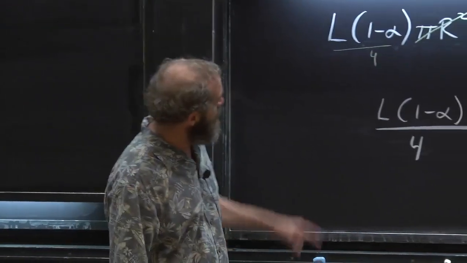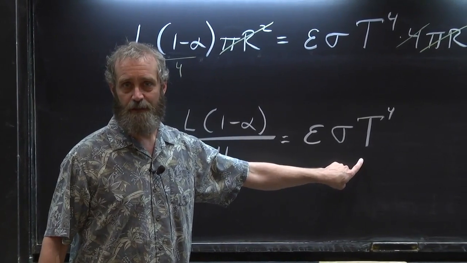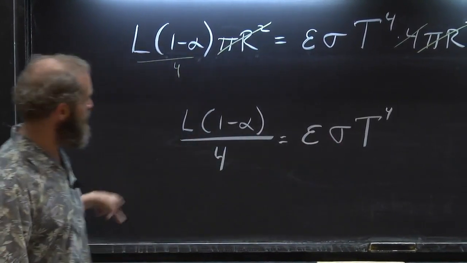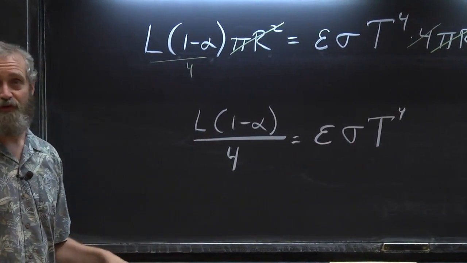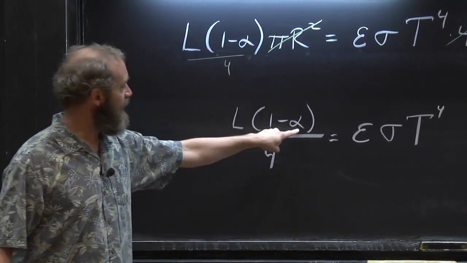So what we have now is an equation that only has one unknown in it, and that's the temperature of the planet. And so we can rearrange that and calculate what the temperature should be for any given combination of the solar constant and the albedo.